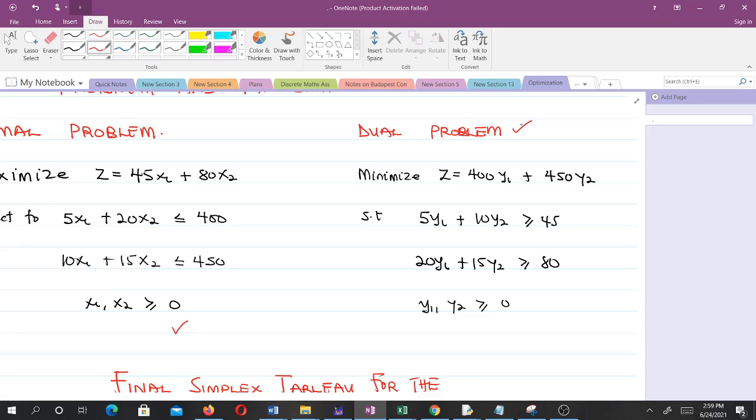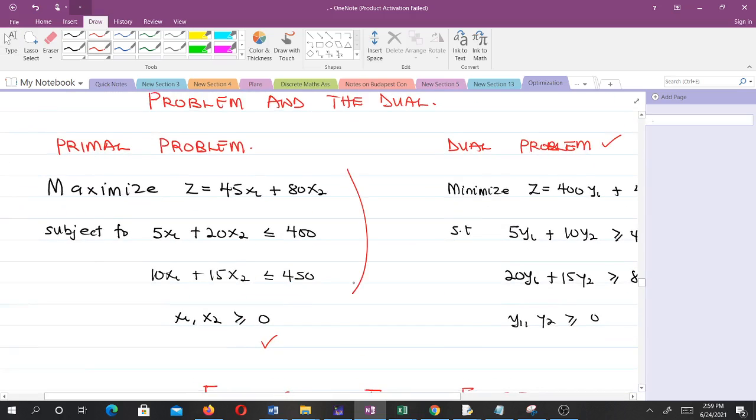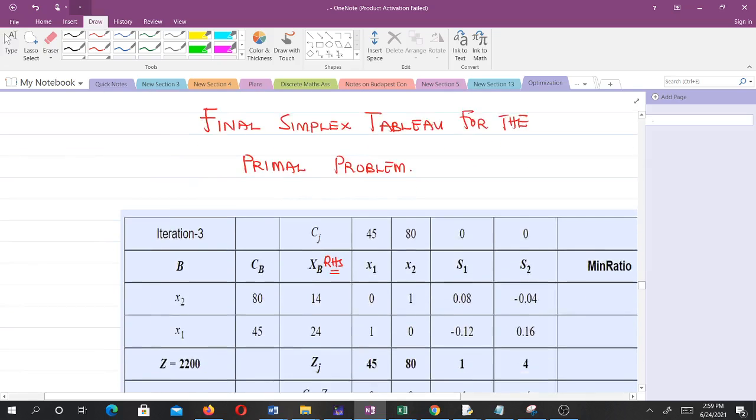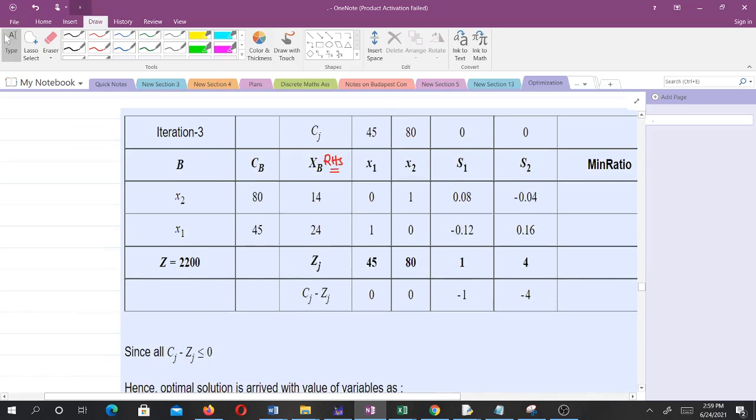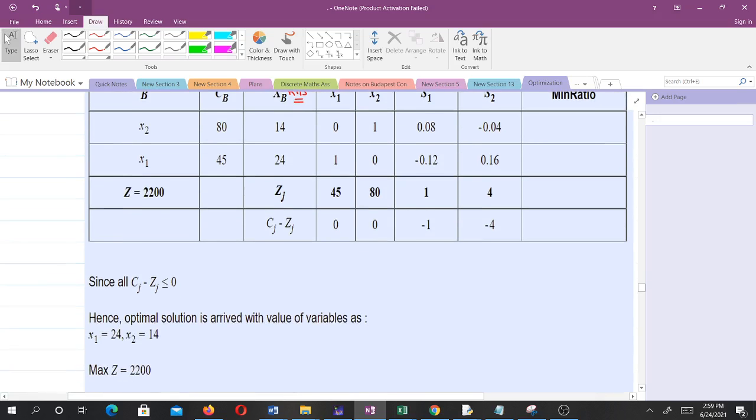Okay, so if we solve the primal problem here, this is going to be the final simplex tableau. At the end of it, you are going to get S1 to be 24, S2 to be 14, and the maximum of Z to be 2200.